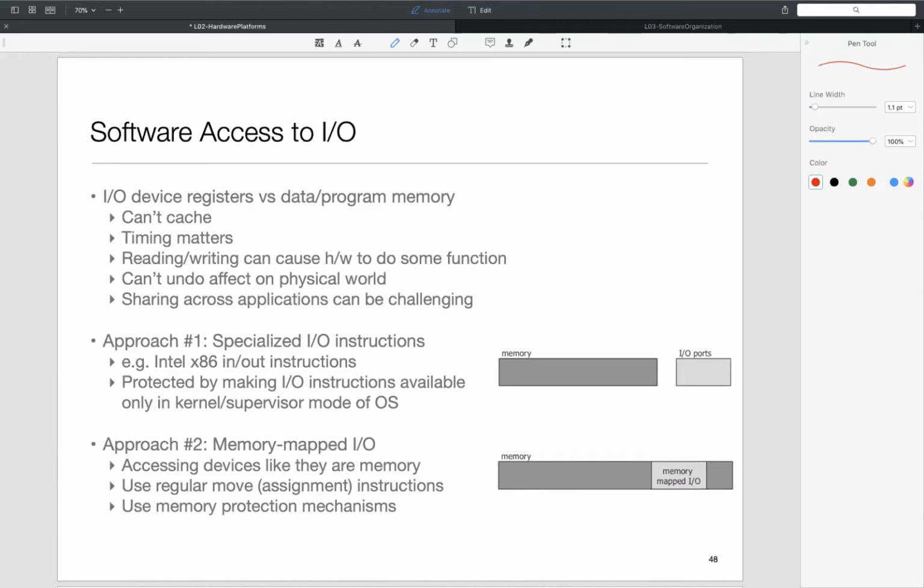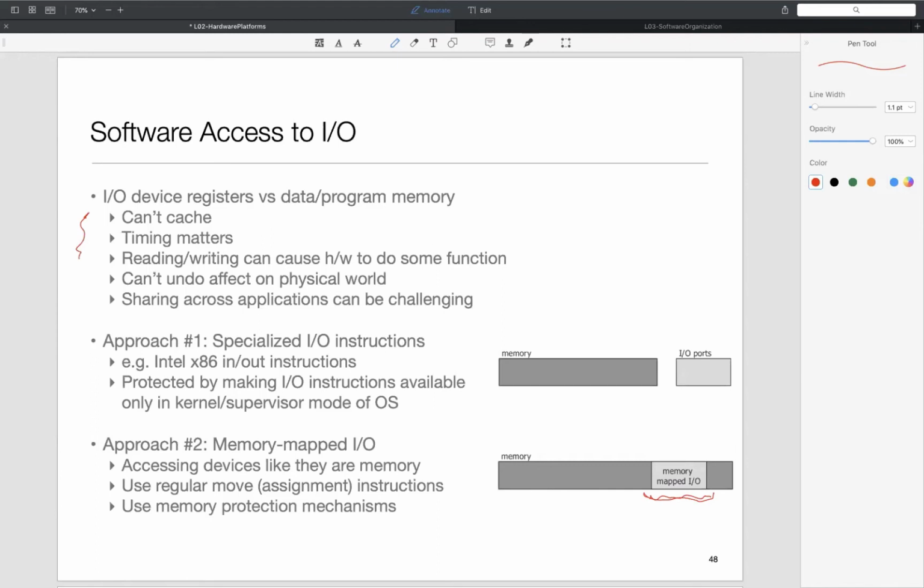So in the same data memory space where your data reside, some part of it is set aside for IO. The idea is that your IO devices are nothing but some address location in your memory. But now you need to be careful. All those issues that I talked about, can't cache, timing matters, you have to make sure that this area of the memory is not being cached, because otherwise you think you are writing to that device or reading from the device, but all that is happening is you are reading or writing from the cache, and that's no good.